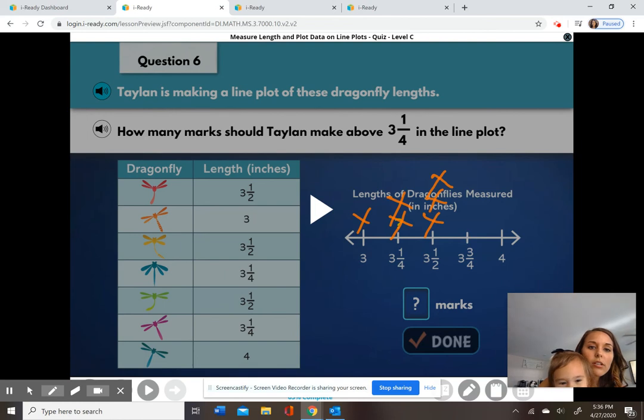3 3/4. I don't see any. And then 4, I do have 1. So this would be exactly how it is.